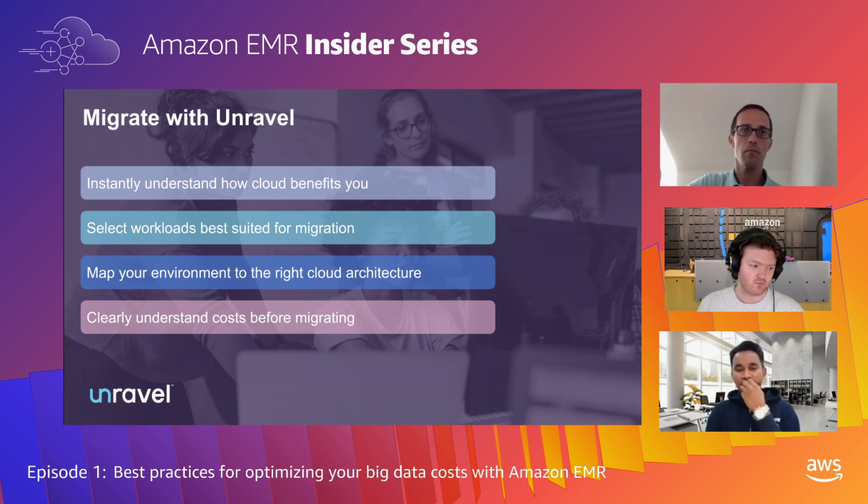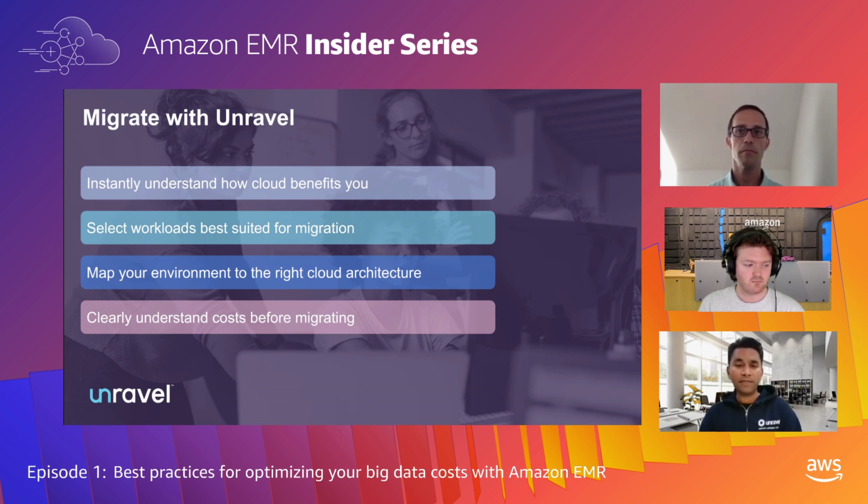So what Unravel provides is a way to get the benefits of everything that you just mentioned and help you migrate in the fastest way possible using intelligence, right? So the 4 key points that I want to showcase today is, number 1, understand how cloud and AWS in particular is very beneficial for you, right?